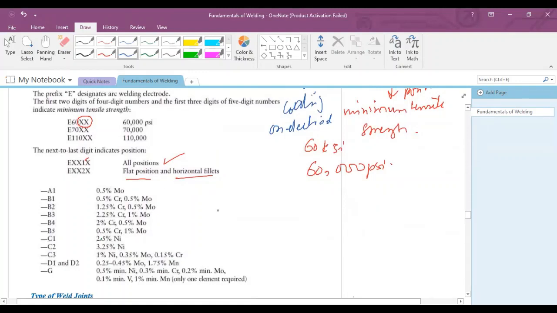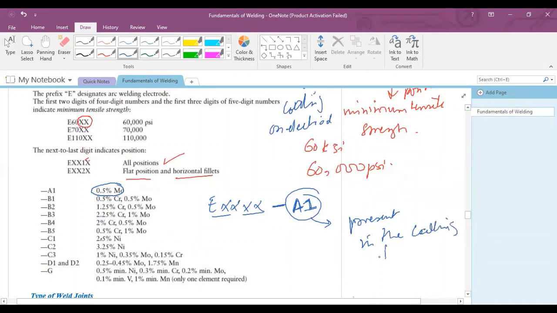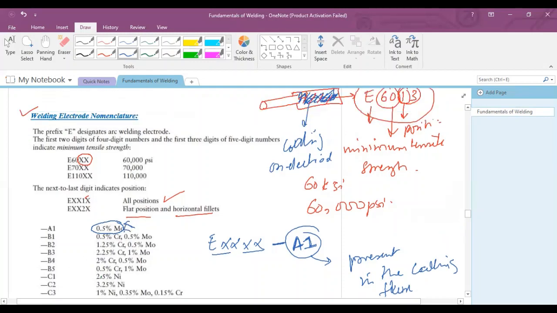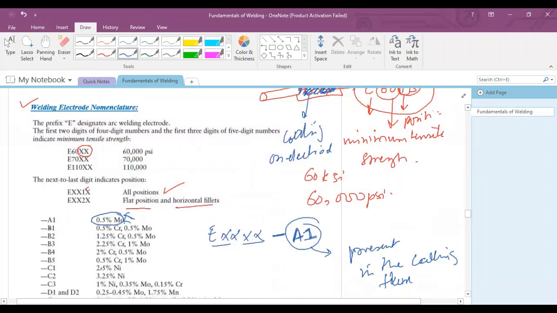And sometimes you will find two more letters, like E followed by the digits and then a hyphen with A1. After these five digits, you have a hyphen, and after this hyphen you will see two characters written on the electrode, and they represent the mixture or alloy material present in the flux coating, right? This is the nomenclature by which you can easily identify what kind of electrode you are going to use to weld the two parts.